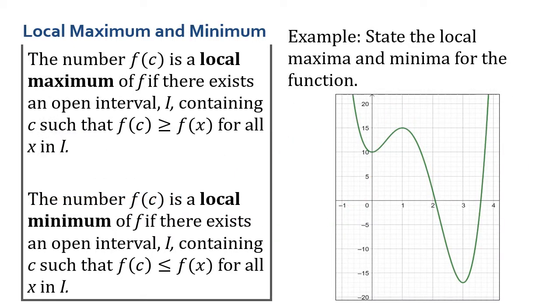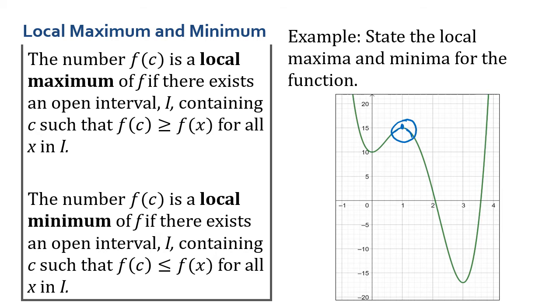Let's define these more formally. Local maximum and minimum. The number f of c is a local maximum of f if there exists an open interval I containing c such that f of c is greater than or equal to f of x for all x in I. So for example, if I was looking at the graph on the right-hand side, I can see that right here, I'm going to end up having a local maximum. If I draw a little neighborhood around it, all of the values to the left and to the right of this point are below it. So this is the highest y value.